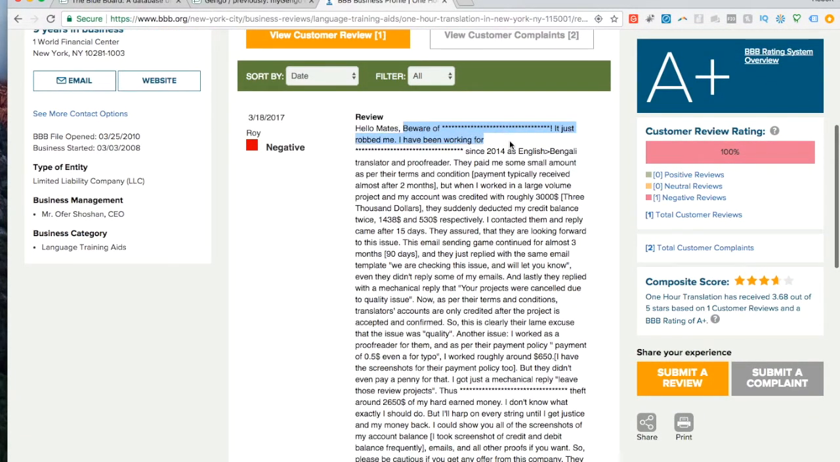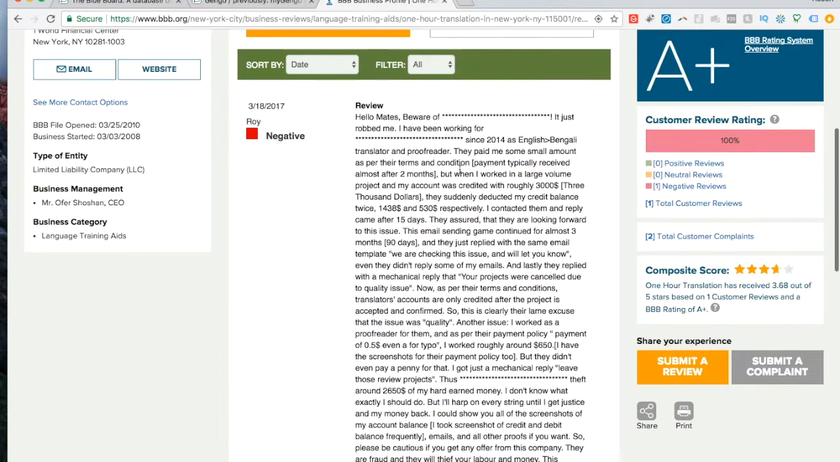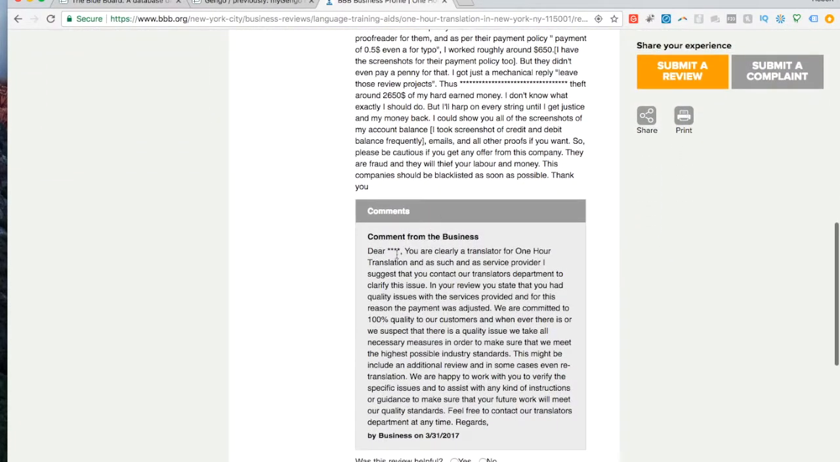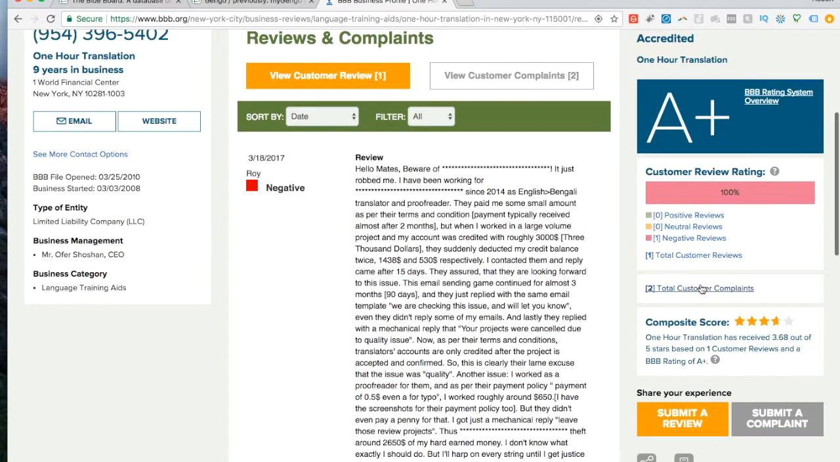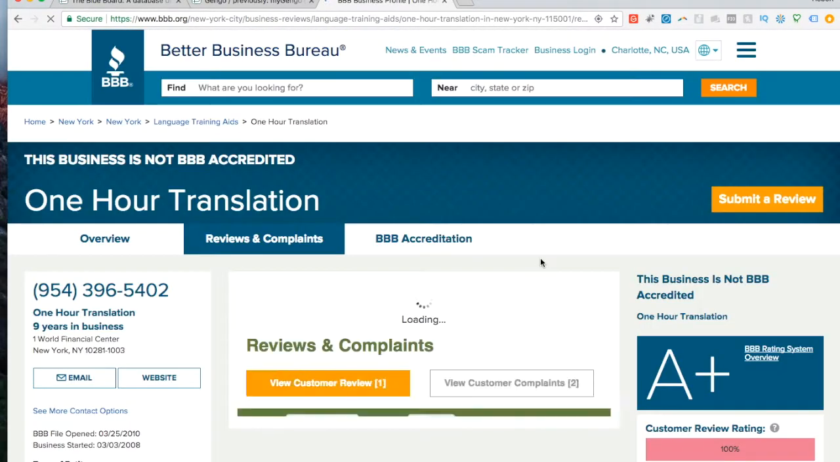"Beware of..." I guess they blacked out the numbers. "Just robbed me, I've been working for..." blah blah blah, and they give a comment: you're clearly a translator for 1 Hour Translation, as such a service provider suggests that you contact the translators. So anyway, this is precisely a translator working for them that had a problem with them. Let's look at the two customer complaints.